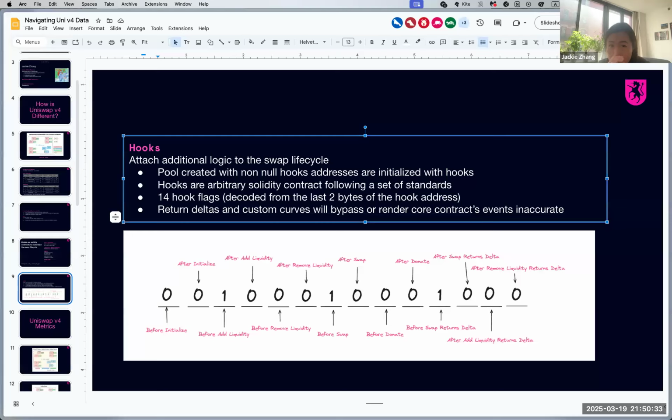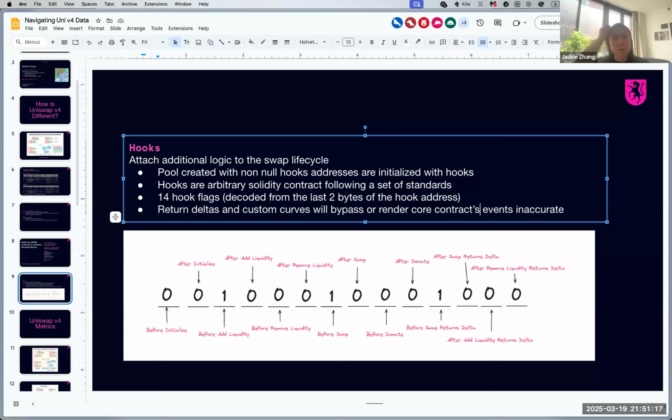Not really a document, but lots of resources. I'm a heavy Dune user. So for volume, for example, the way I've worked with Dune models is that we have this dex.trades model, which indexes all the swaps that happen across all the AMMs for that purpose. So you can directly query dex.trades on Dune already and get all the swap volume correctly that way. At the end I will link resources for you to do it.